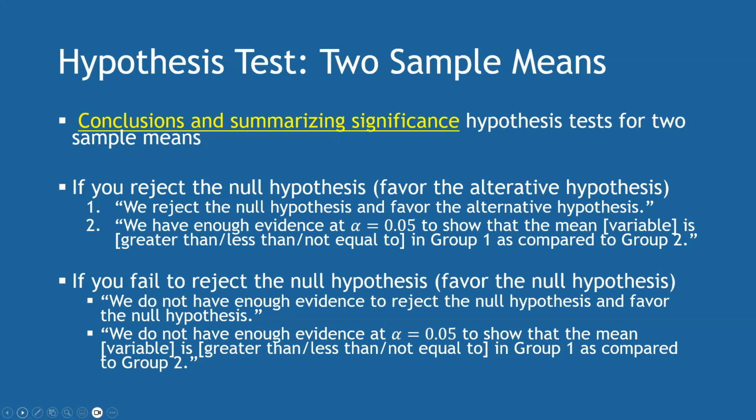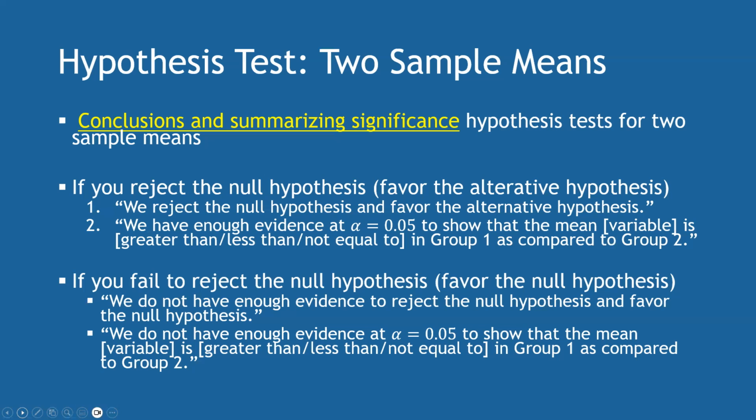And you choose this based off of the type of hypothesis test that we're looking at, if it's one tail or two tail. Now, we've said that in this class, we're going to mostly focus on that two-tail test. So most of the time, you're going to choose the not equal to as your option. So then to sum that up, we would say that we have enough evidence at alpha equals 0.05 to show that the mean BMI is not equal in group 1 as compared to group 2.